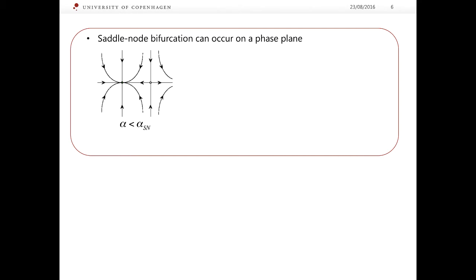When alpha is smaller than its bifurcation value, in the phase plane there are two fixed points. One is a stable node at the left, and the other is a saddle at the right. When the parameter alpha grows and approaches its bifurcation value, the two fixed points come closer together. And when alpha reaches its bifurcation value, they collide and disappear. When alpha exceeds its bifurcation value, there are no fixed points in the phase plane any longer.